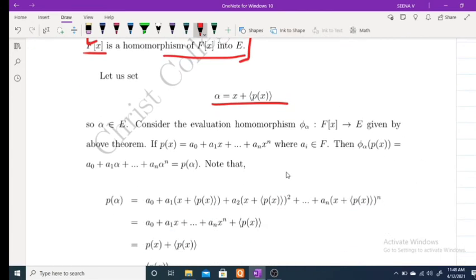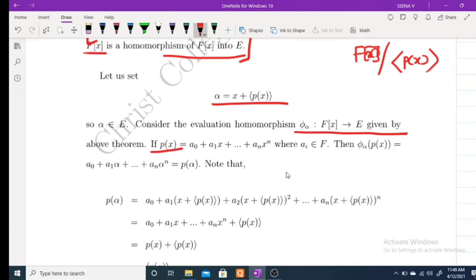Then clearly alpha belongs to E, because E is actually F[x] over the ideal generated by p(x). You take some x, an element in F[x]. Therefore, clearly alpha belongs to E. Now consider the evaluation homomorphism phi alpha from F[x] to E given by the above theorem.